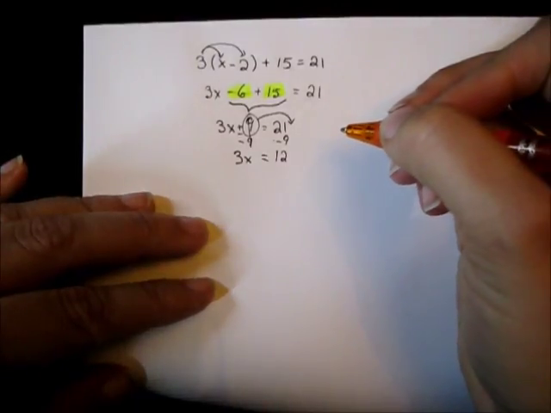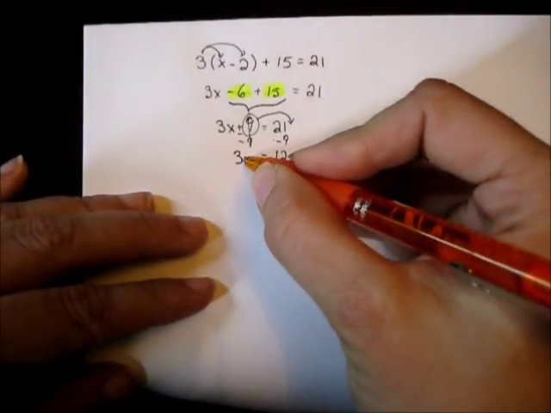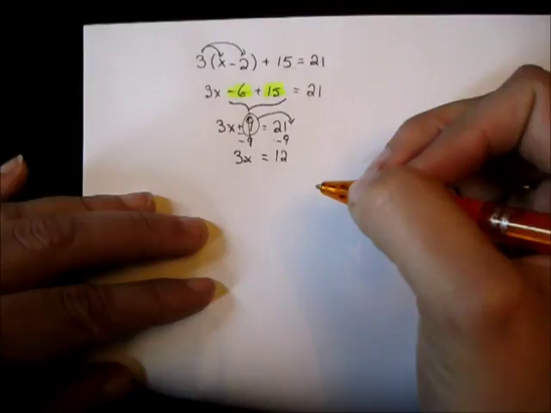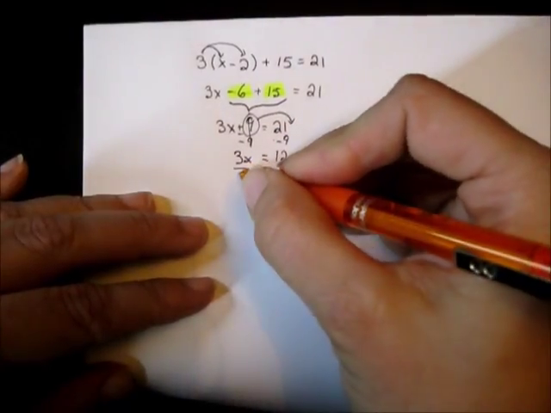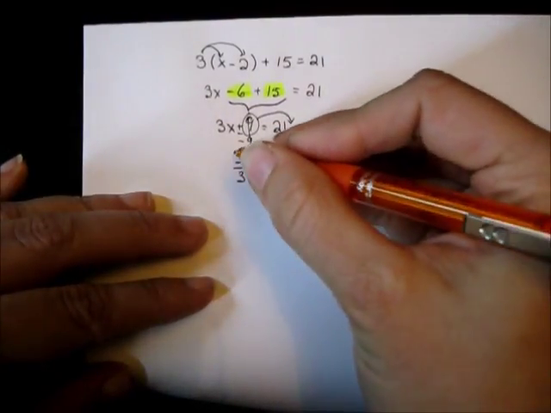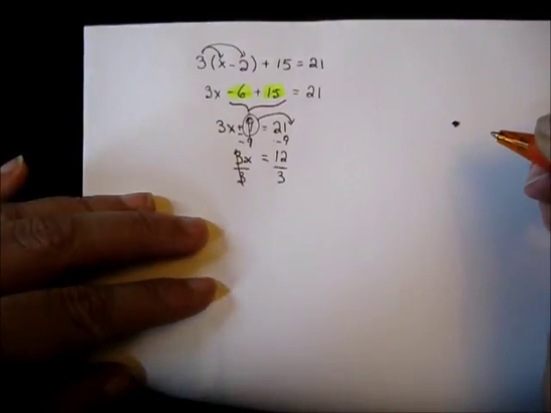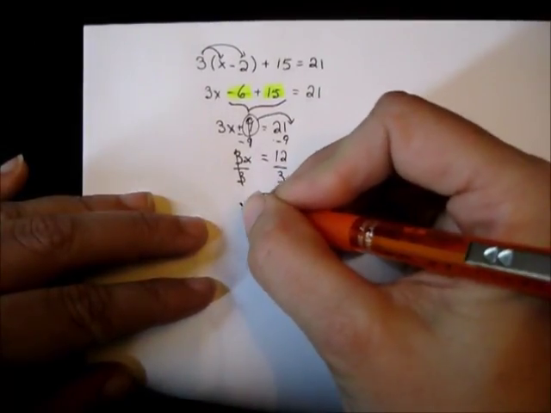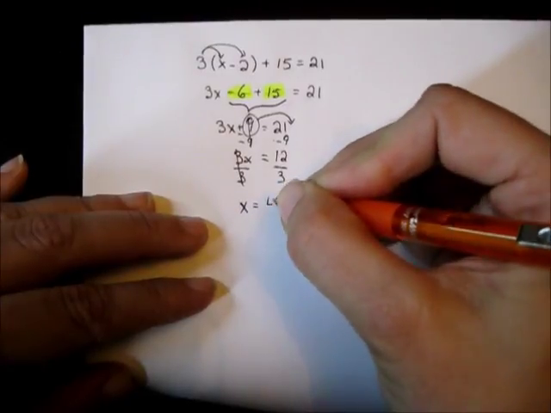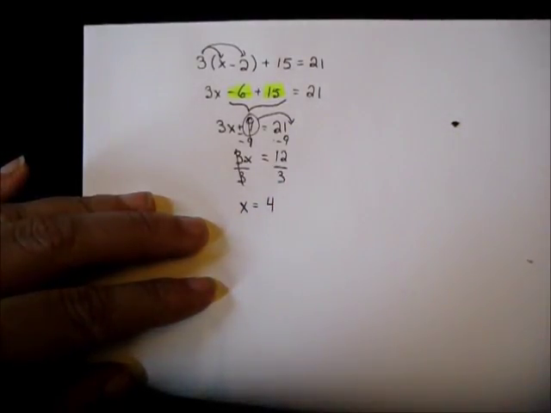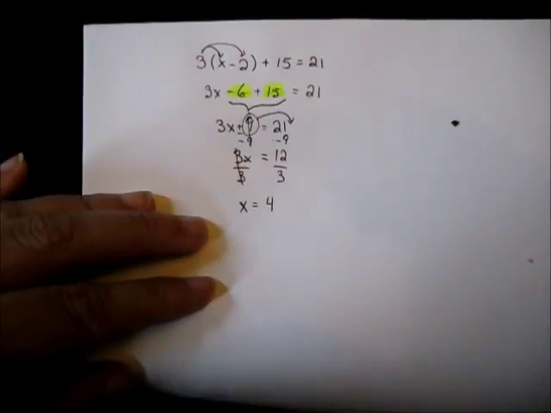Now I want x all on its own. So here I have a multiplication. What I can do, though, is divide this side by 3 to get x on its own, to cancel these ones out, and divide by 3 on the other side. So now I'm left with x is equal to 4. And that is how you solve an equation.